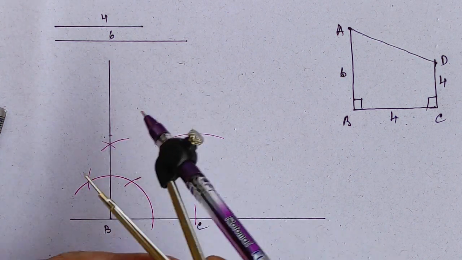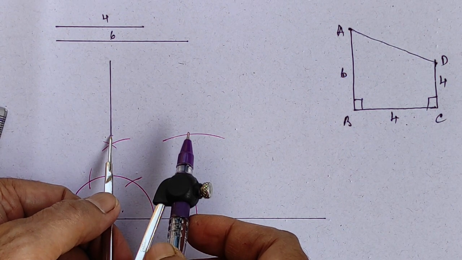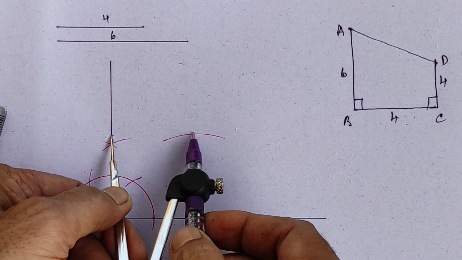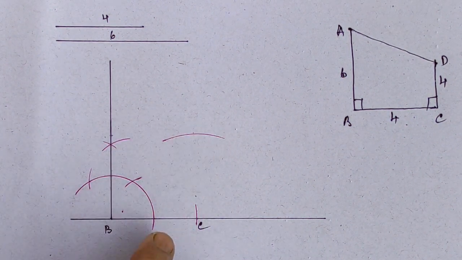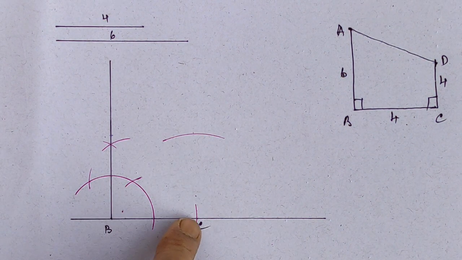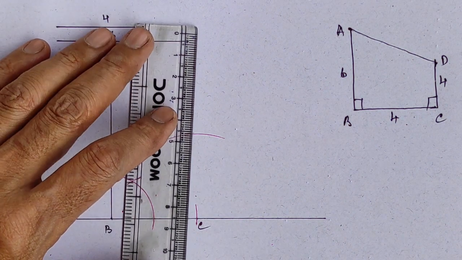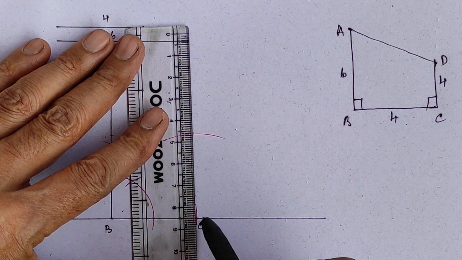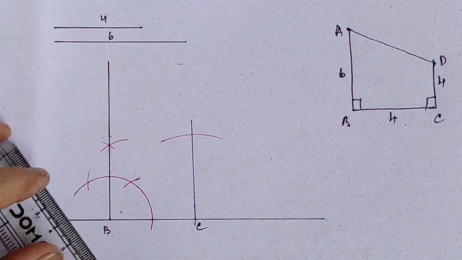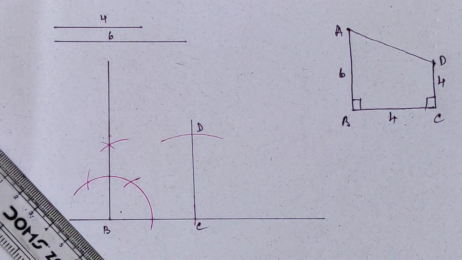Here I am measuring all 4 sides of a square with 4 centimeters. That would have been the square, but we are not drawing it. If you join these 2 points, we will get another 90 degrees. So D will be lying on it, and that is D definitely.